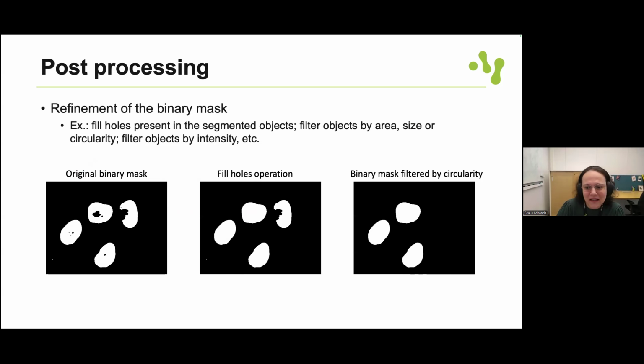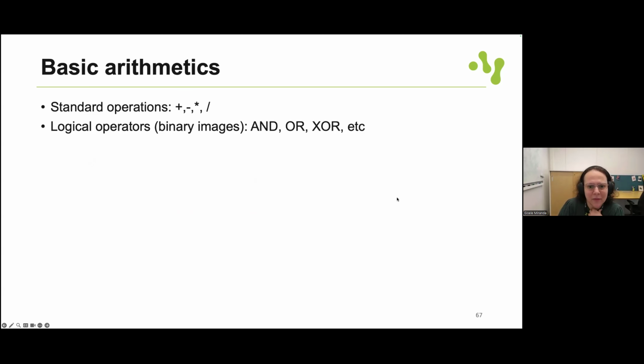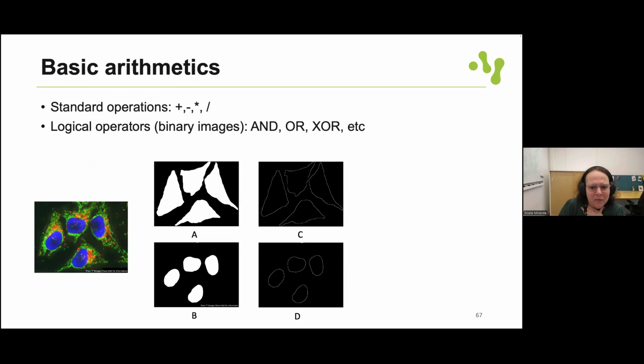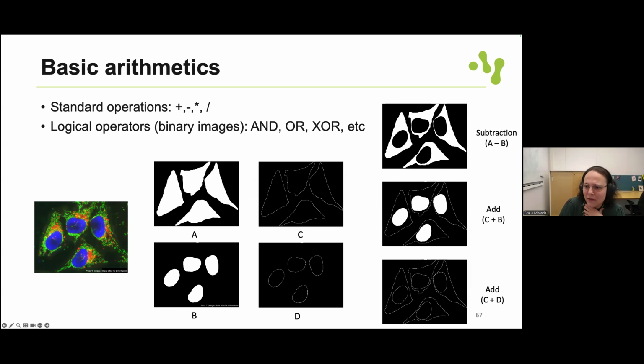So in pre-processing, you can see that we segmented objects, but here we need to fill the holes or eliminate objects, for instance, that are not completely here, that are missing parts. So that is also posed as a post-processing step. We'll skip the basic arithmetics, but you can combine different combinations of these segmented masks for obtaining regions that are only the cell cytoplasm or only the nucleus.